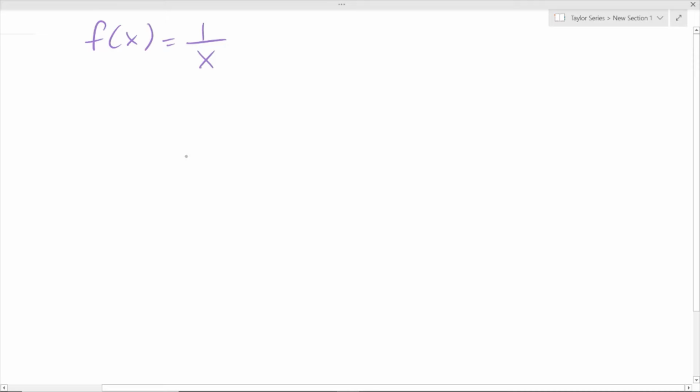So say we have a function that looks something like this, right? We're trying to find the Taylor series for it, okay? Specifically, it has to be centered at 5, okay? So centered at 5, and so the equation, right, for a Taylor series, the formula for that looks something like this.